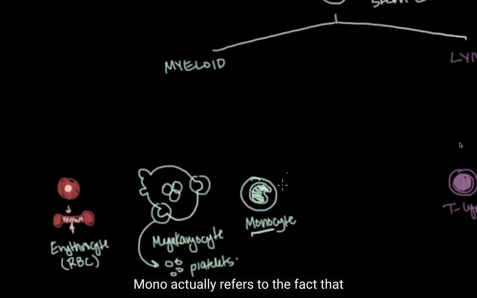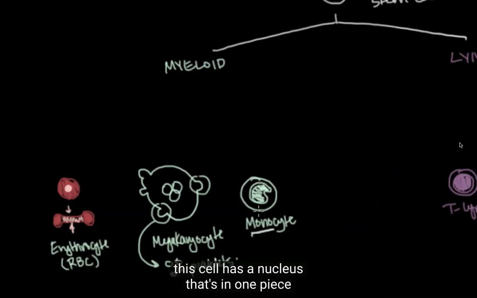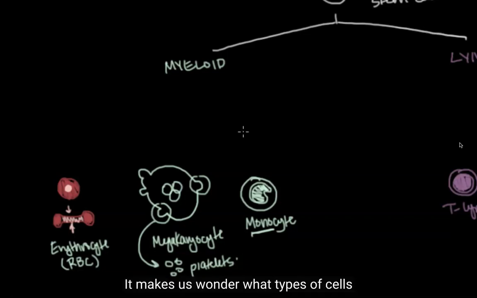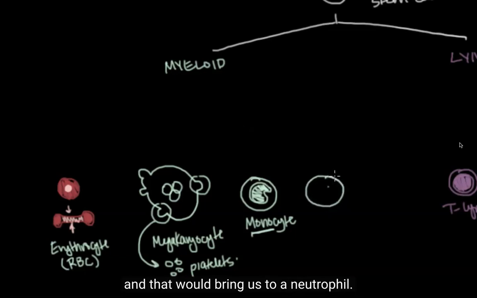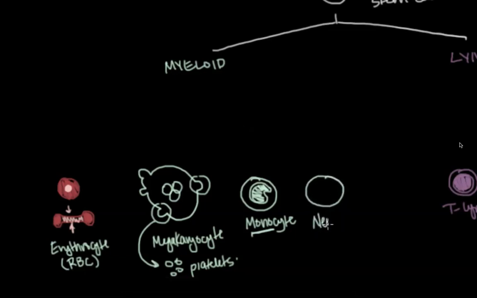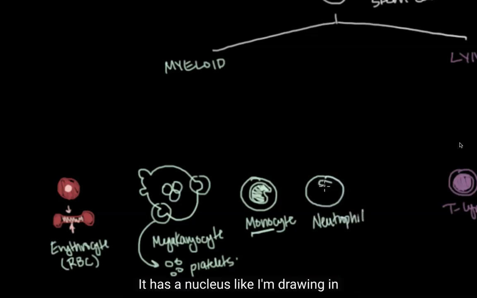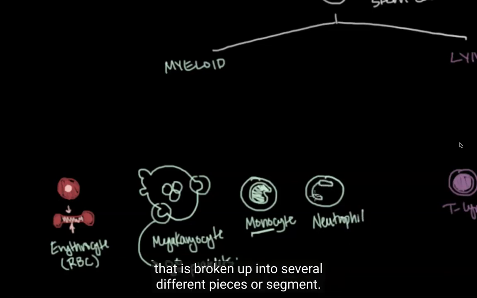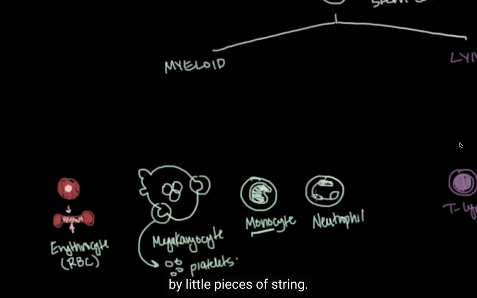So mono actually refers to the fact that this cell has a nucleus that's in one piece. And I guess a lot of these cells have nuclei that are in one piece. But it makes us wonder what types of cells have nuclei that are not in one piece. And that would bring us to a neutrophil. So this is a neutrophil. And it has a nucleus, like I'm drawing in, that is broken up into several different pieces or segments. And the segments are still held together by little pieces of string. So this is called a multi-segmented nucleus.